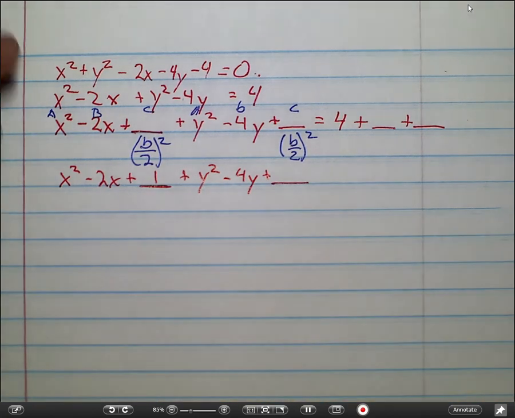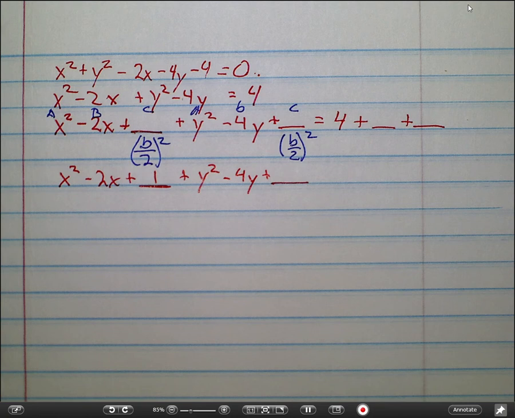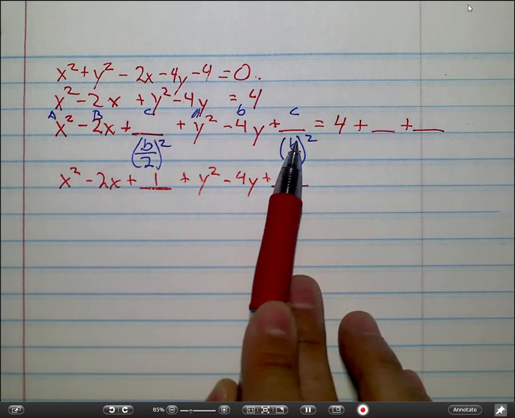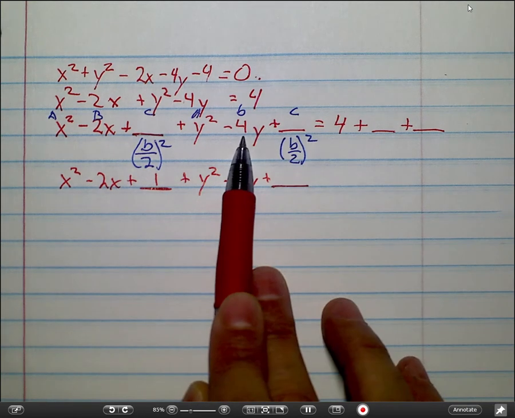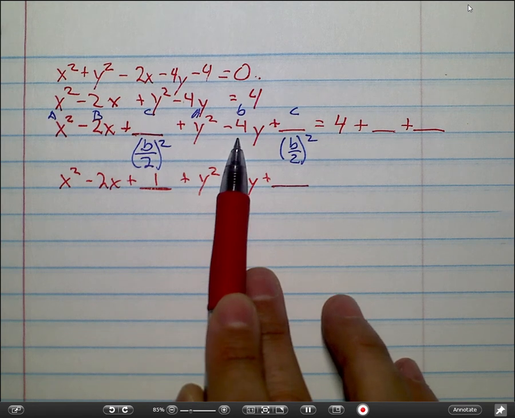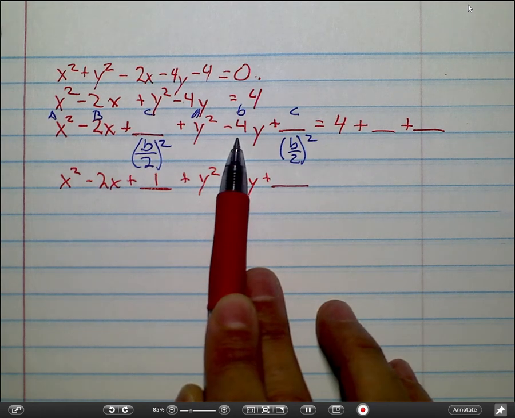Now, let's do the next one here. So, I'm doing the same thing for my y values. So my b for my y values is, what's the b for my y values? Negative 4, right?